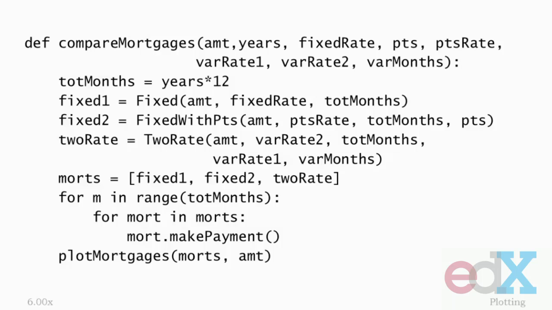The function compare mortgages generates a list of different mortgages and simulates making a series of payments on each, as we saw in the earlier lecture. It then calls plot mortgages to actually produce the plots. If we look at compare mortgages, it takes a principal amount, the years, information about the rates, the variable rates, etc. Nothing very different from what we saw in the previous lecture when we were testing our different kinds of mortgages.